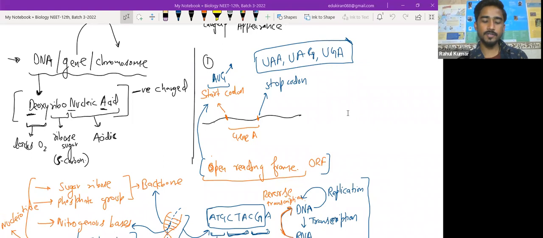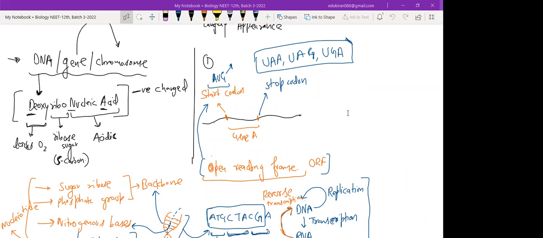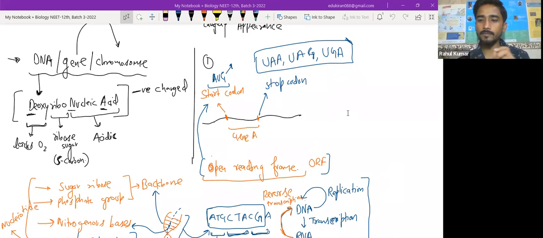What did we understand about gene? Gene is a part of DNA, which in turn comprises the chromosomes. And in the chromosomes, we have 46 in number and 23 pairs in humans. Before going to chromosome, just complete things about gene.